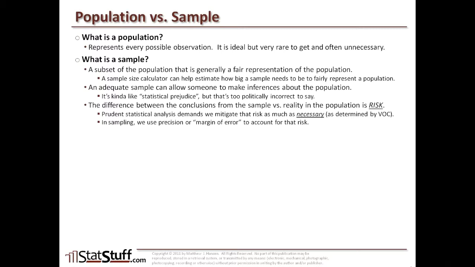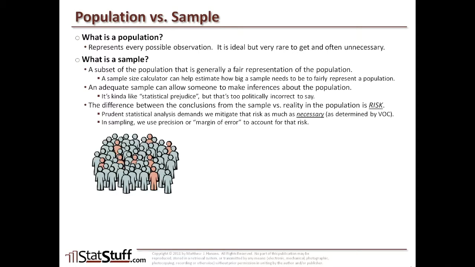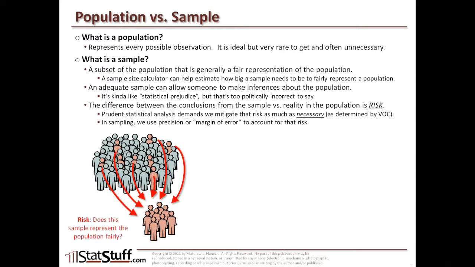In sampling, what we use is precision, or margin of error, as a way to represent that risk. So just to use a visual example, we might have a population represented here, and from the population we're taking certain groups out of the population and we're saying all those groups of people that we're looking at represent some sample. Now the risk again is that we want to know, does this sample that we have from the population truly represent the entire population that we're trying to evaluate?